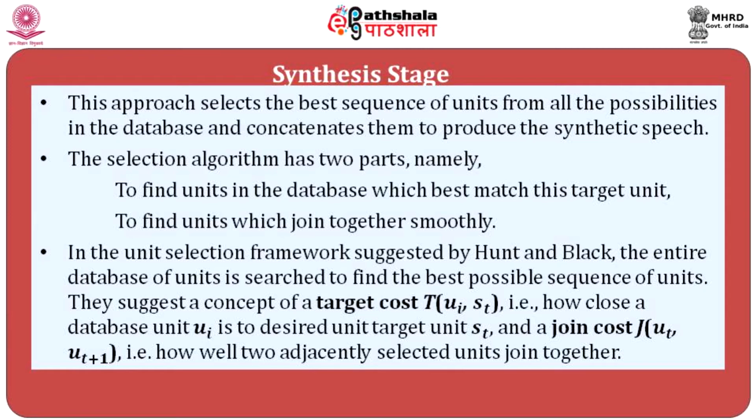In the unit selection framework suggested by Hunt and Black, the entire database of units is searched to find the best possible sequence of units. They suggest a concept of a target cost given by T, that is how close a database unit, which is UI, is to the desired unit target, which is ST, and a join cost represented by J, that is how well two adjacently selected units join together. Now there is this figure which shows a brief idea of the target and join cost. You can see the diagram on the screen. It is the representation of the target cost and the join cost.